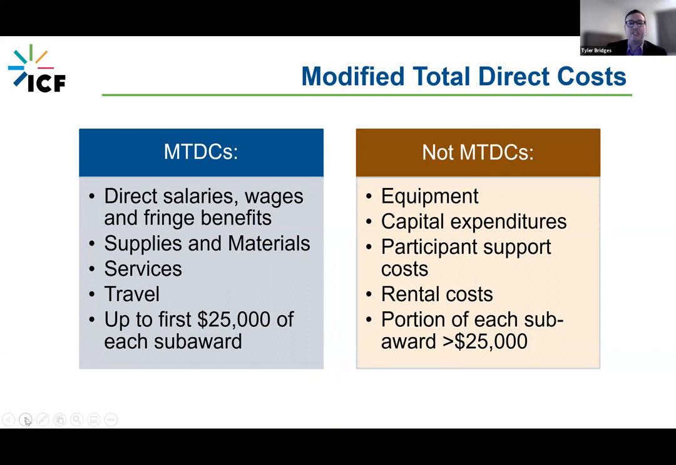So here we break out the definition of MTDCs more clearly. On the left, MTDCs include direct salaries and wages and applicable fringe benefits, materials and supplies, services, travel, and up to the first $25,000 of each subaward. On the right, MTDCs exclude equipment, capital expenditures, participant support costs, rental costs, and the portion of each subaward exceeding $25,000.